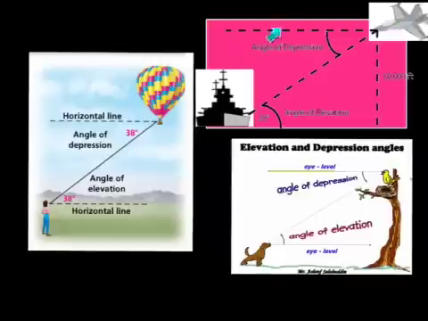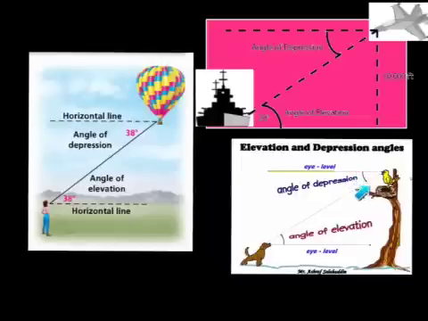Same over here with our boat and our plane. You can see the angle of depression going down. So if somebody were in here looking down at the boat, or the ship, it would be angle of depression. And then angle of elevation would be 20 degrees. So somebody here looking up would make 20 degrees. These two would be the same angle. Take a look at this bird and dog. The eye level of the dog here, when he's looking up at the bird, forms an angle of elevation. And then the bird's eye level, looking down at the dog, would be your angle of depression.